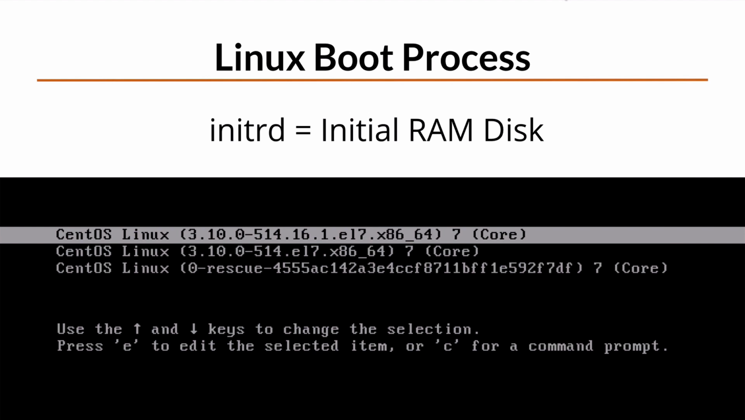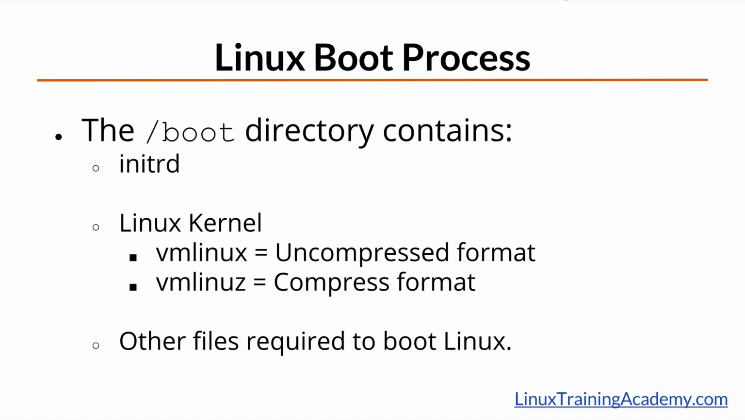The Linux kernel, the initial RAM disk, and some other files that are needed to boot the operating system are stored in /boot. The Linux kernel is typically named vmlinux or vmlinuz. If the kernel is compressed, it's named in the vmlinuz format. Now that ends with a Z.